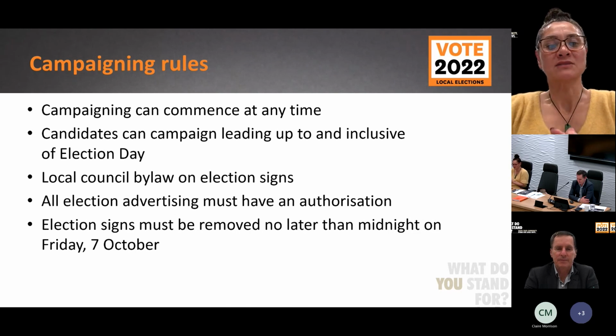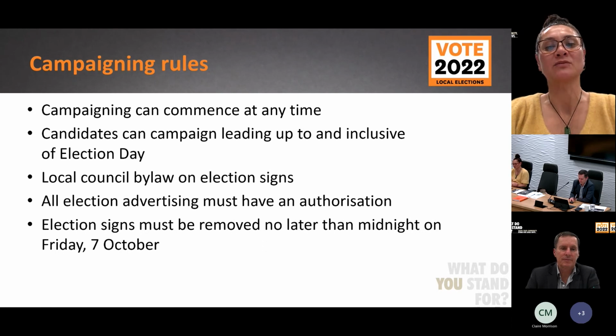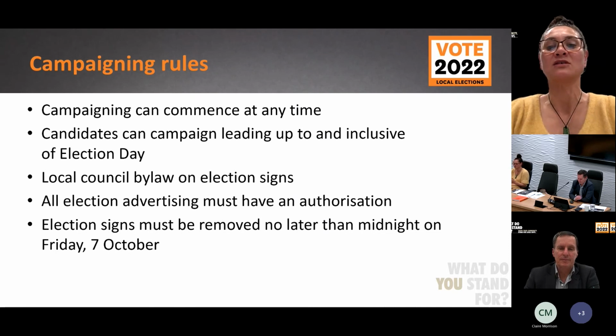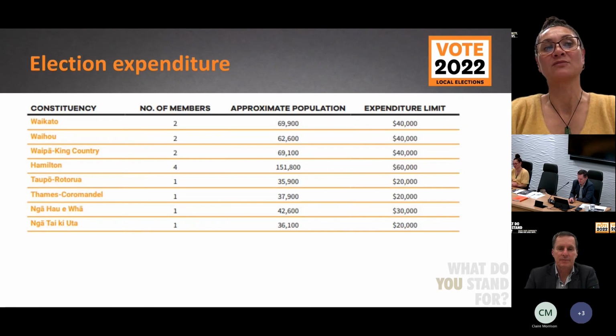All election advertising must also have an authorisation. What is an authorisation? An authorisation is a statement setting out the name for whom material is published, and that is either yourself or your agent. The authorisation must also include a residential or business address, an email address or a PO box or a phone number or a link to an internet page, essentially a method of contact. Also, please be aware and be sure to remove election signs no later than midnight, Friday the 7th of October, the night before the election closing.